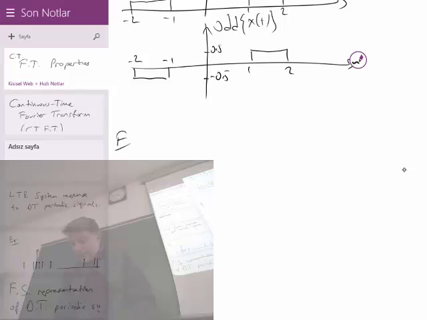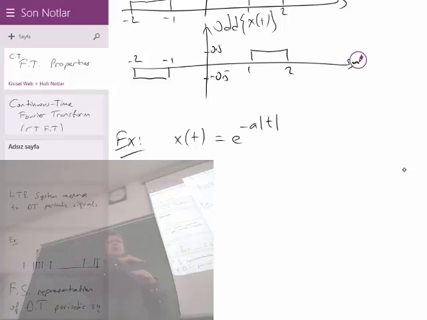In some examples, this property may be useful, and our example is this. I'm just going to write it. I will continue tomorrow without much elaboration, but you may start thinking about that. E to the minus a absolute value t. This signal is quite similar to e to the minus at u of t.